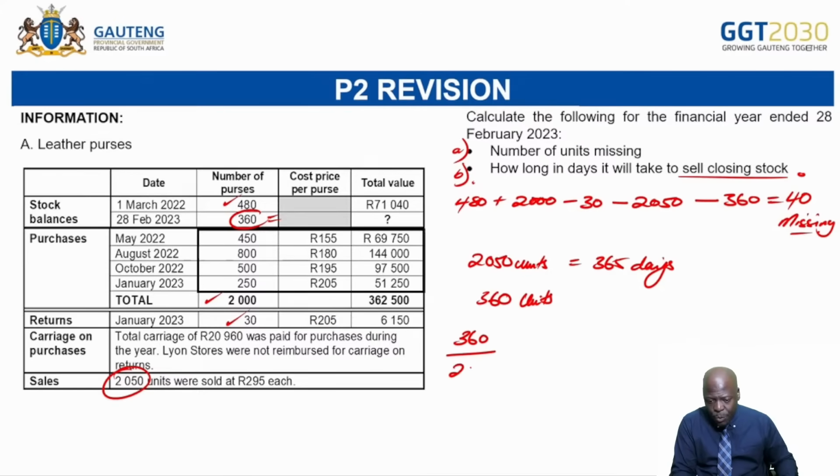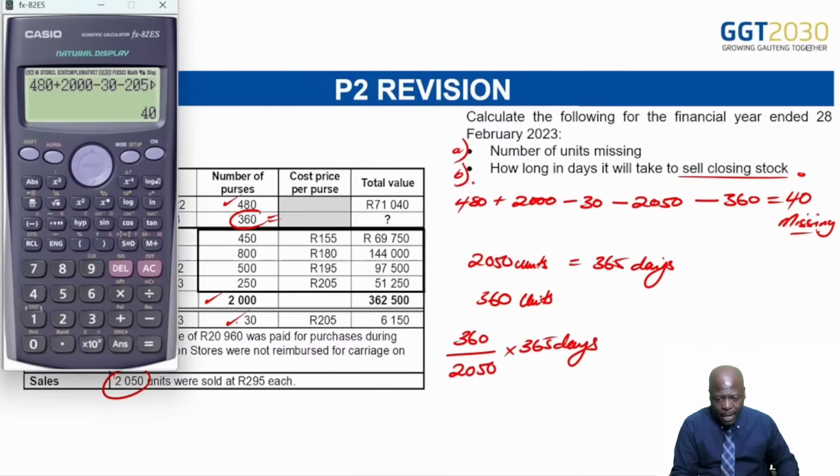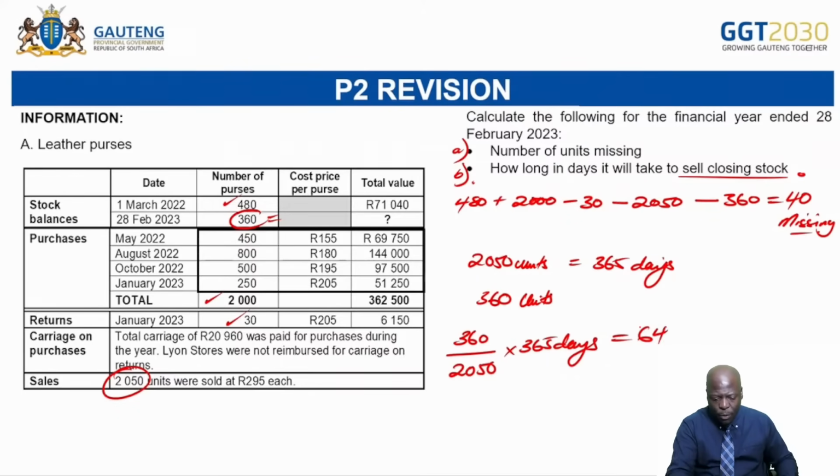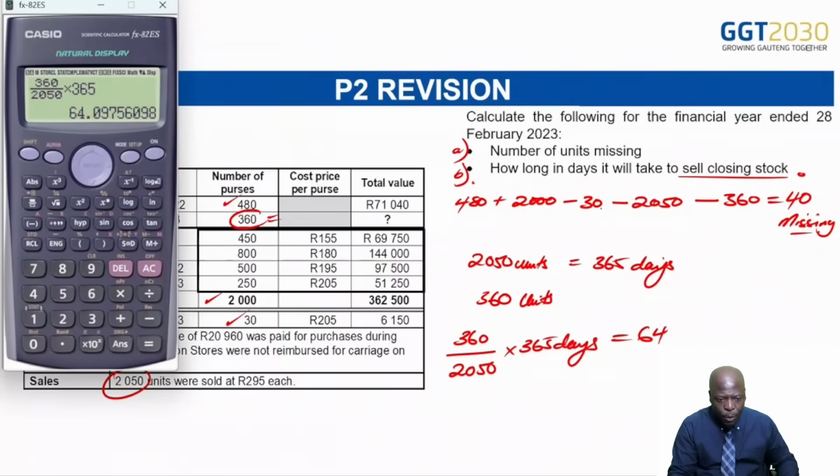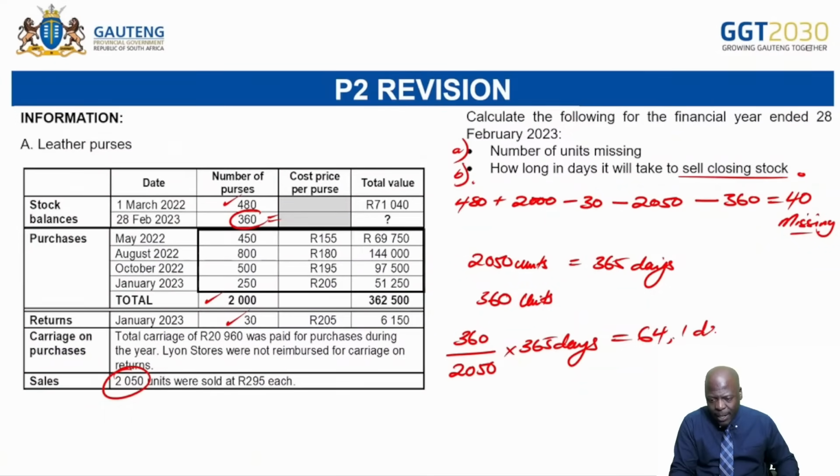So what you want is 360. What you have is 2050 and multiply by 365 days. So we're going to say what we want is 360 and what we have is 2050, and we multiply that by 365 days, and that will give us 64.1 days. That is how long it would take to sell the closing stock.